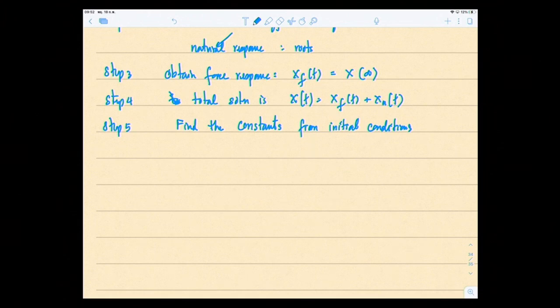So therefore, the example: find the complete response for V of t. And then, to challenge yourself, find I of t for t greater than 0.